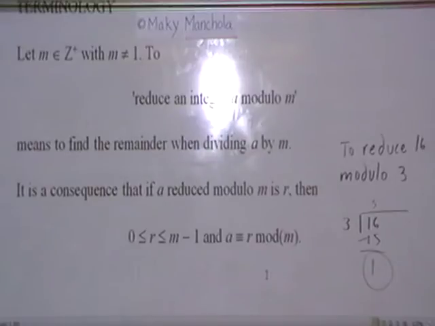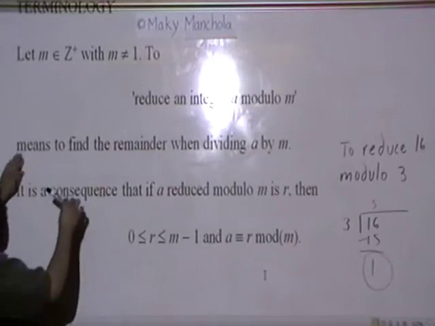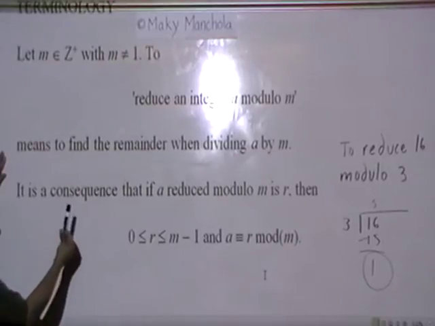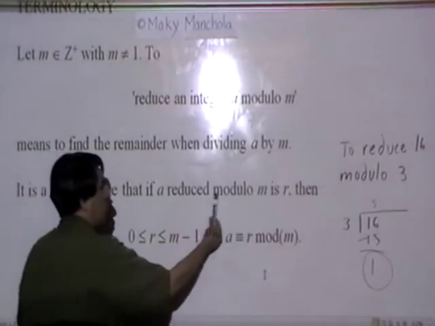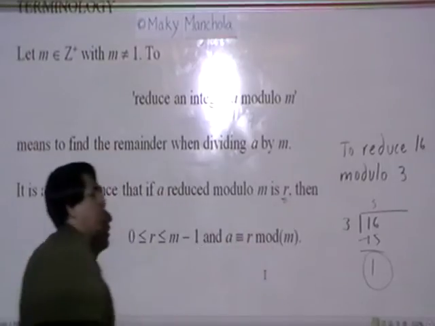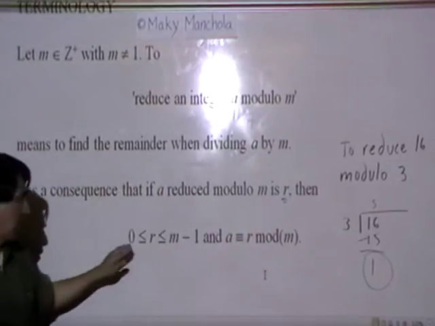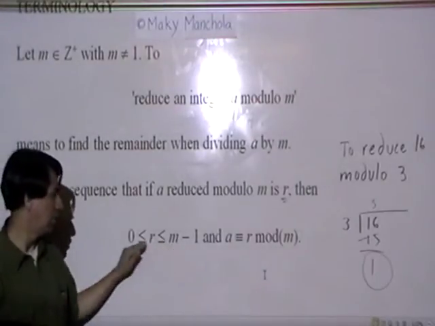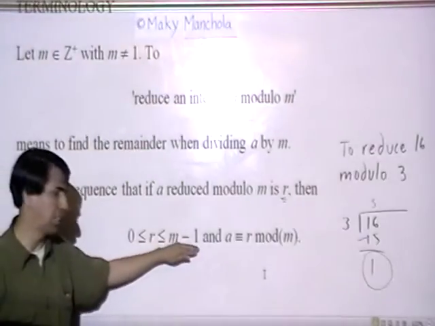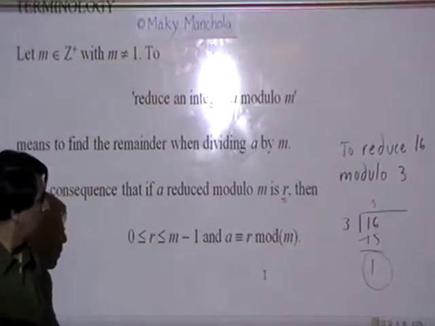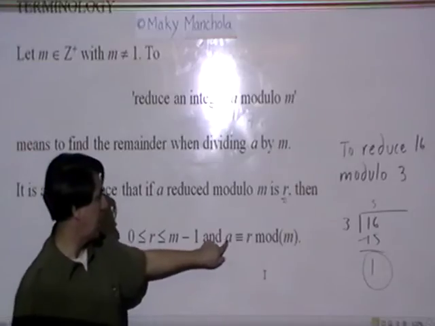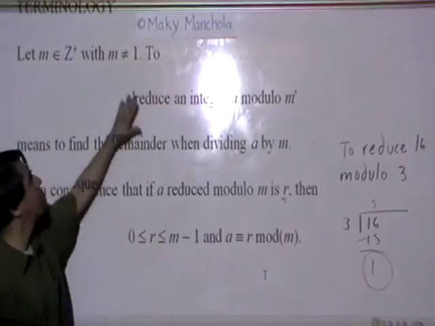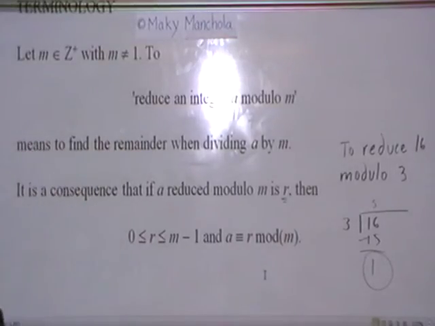Here's a direct consequence of division. If you have that A reduced modulo M is R, then two things you know. Number one, that R is a number between 0 and M minus 1, because if it's a remainder, it's between 0 and 1 less than the divisor. And another consequence is that A is congruent to R mod M. Those two are consequences of what it means to reduce A modulo M.